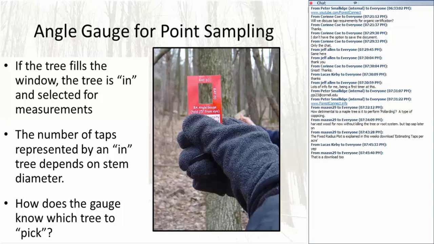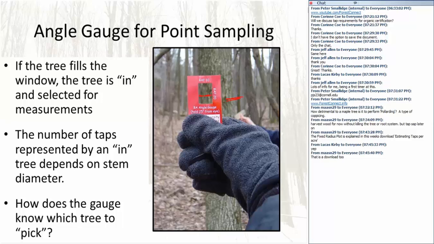And the angle gauge simply controls the angle of eyesight, right? So you're looking through that window in the tree. There's this window in the angle gauge. That's the window. You're looking through the window at the tree at about 4.5 feet above ground. If the tree fills the window, the tree is considered "in," and it's selected for measurements. Okay? That's as simple as it is.